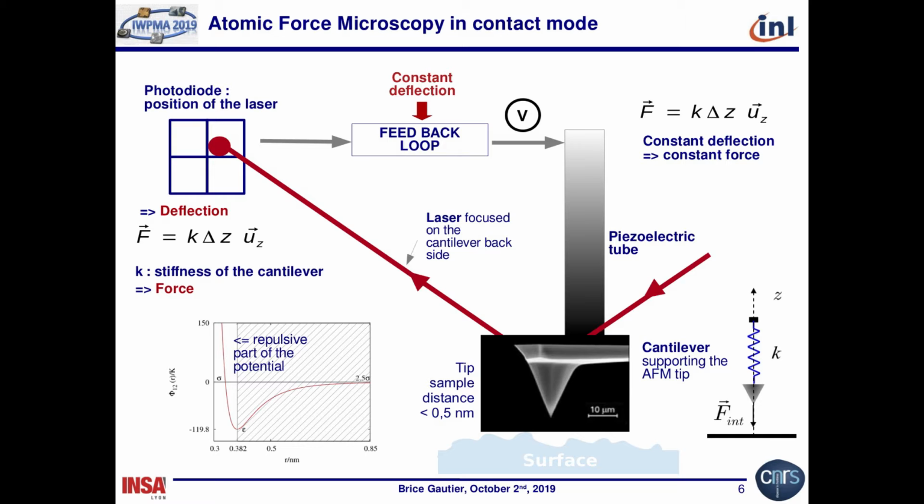Of course, you imagine that the strain that you apply on the surface, because of the very small size of the tip, is very high, so you can damage the surface this way. It's not a problem for PZT or for mineral ferroelectrics, but it's a problem for polymers, for example.